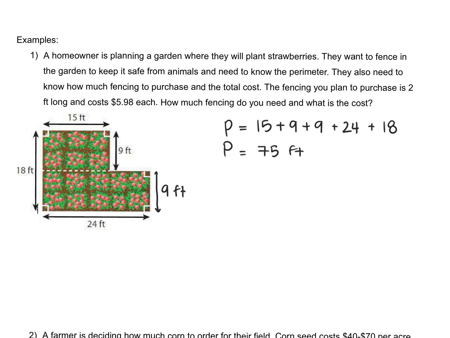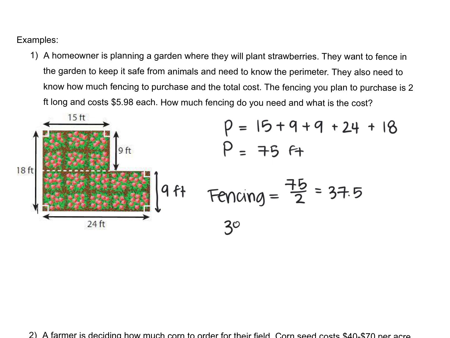So each piece of fencing they want to purchase is 2 feet long. So to figure out how much they need, I'm going to do 75 divided by 2, which is going to give us 37.5. So they need 37.5 pieces of fencing, but you can't really purchase half a piece of fencing, so you have to round up here always.